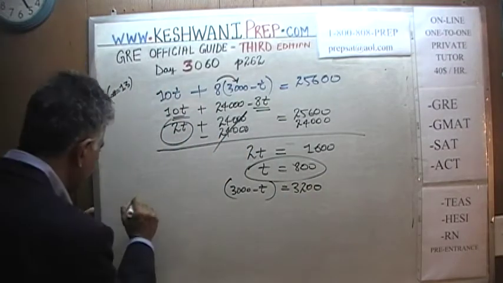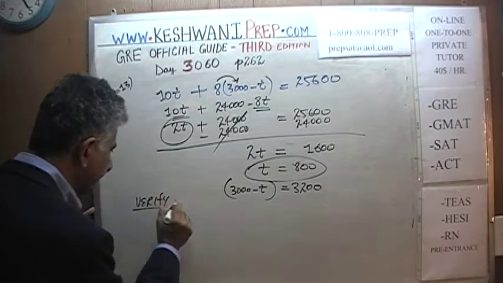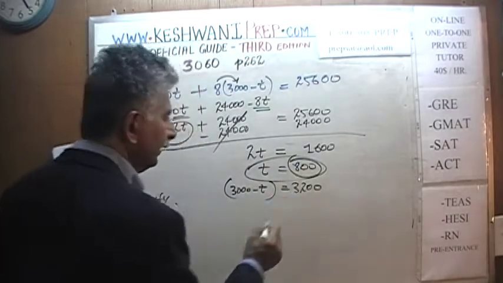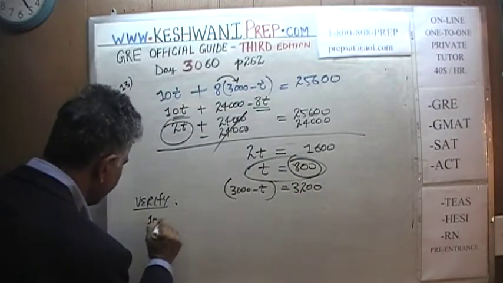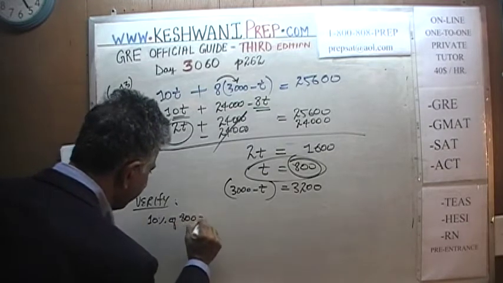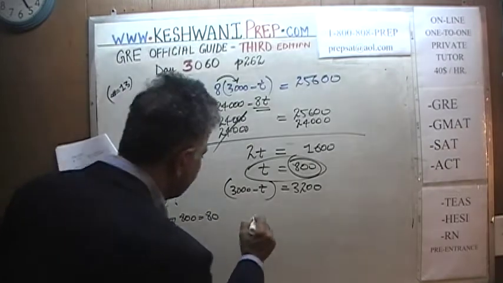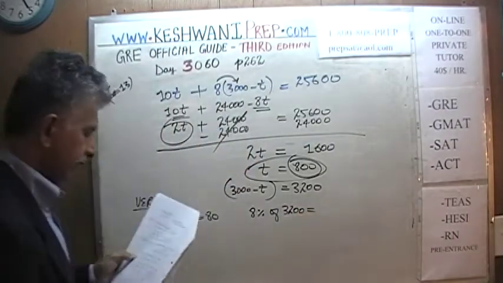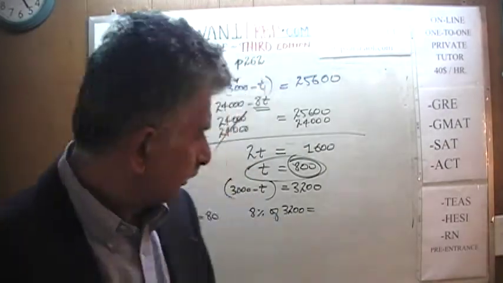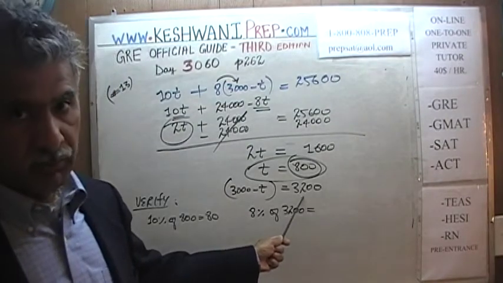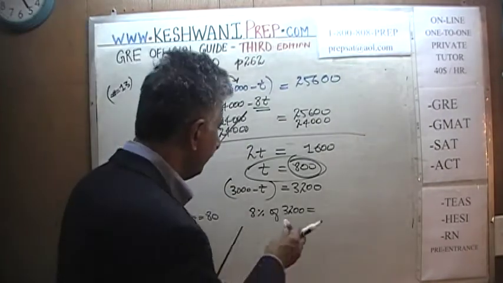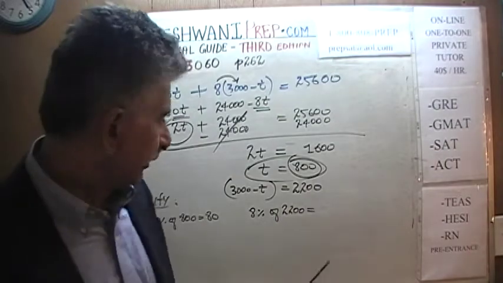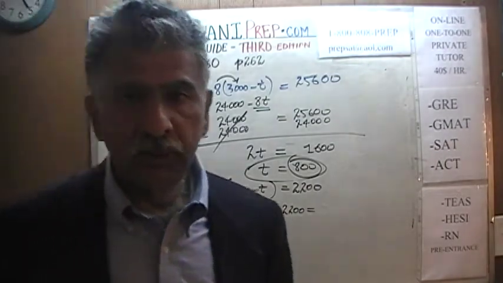Let's verify now, shall we? Very quickly, we're going to verify it. Verification is very straightforward. We are investing $800 in the account that pays us 10%. So 10% of 800 is simply $80. And now we have to do 8% of $3,200. It should not be 32, it should be 22, because we only have $3,000. I made a mistake. So 3,000 minus 800 is $2,200, not 32.